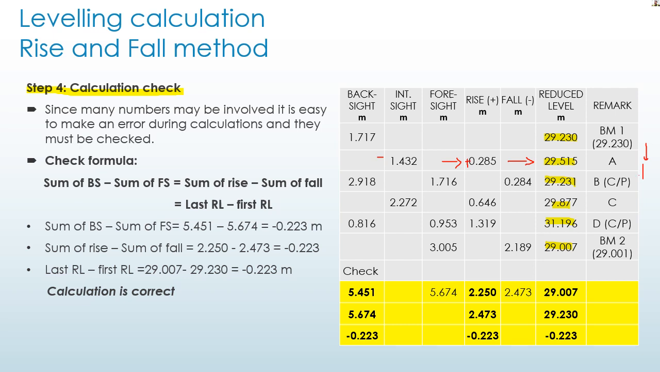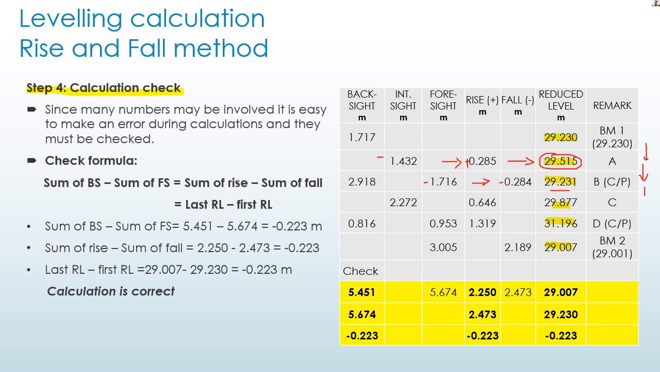From A to B, the rise or fall: 1.432 minus 1.716, that give you a negative value, so that would be a fall. The known elevation from A minus the fall over here give you the new elevation at point B.